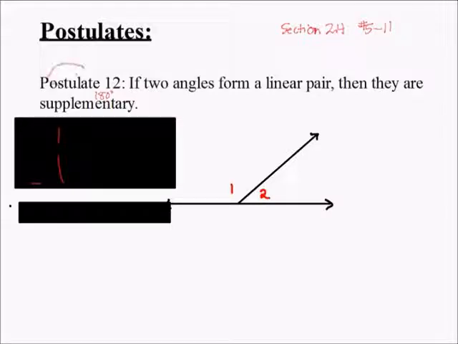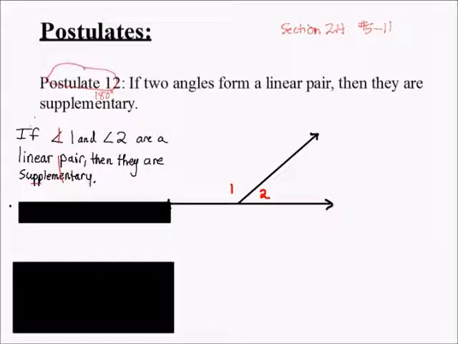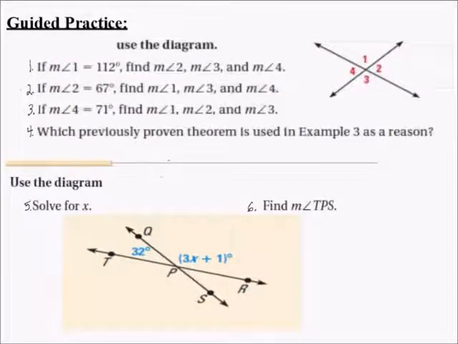Okay, so if two angles form a linear pair, so I have two angles, 1 and 2. If this is a linear pair, okay, then they're going to be supplementary. Now it should follow that if 1 and 2 are a linear pair, then the measure of angle 1 plus the measure of angle 2 is equal to, not 18 degrees, it is going to be 180 degrees. Okay? So if linear pair, then supplementary. If supplementary, then 180 degrees. Got it. Practice. It's a little bit different from the book.